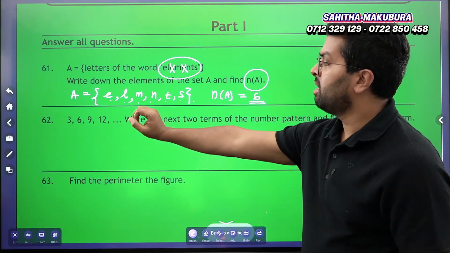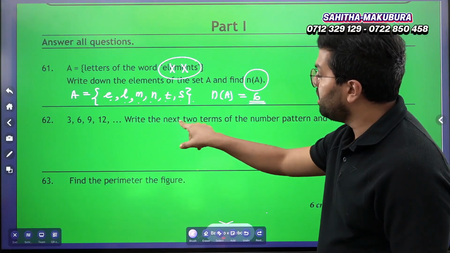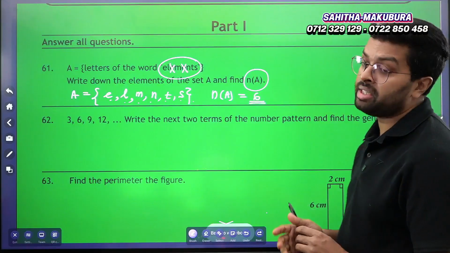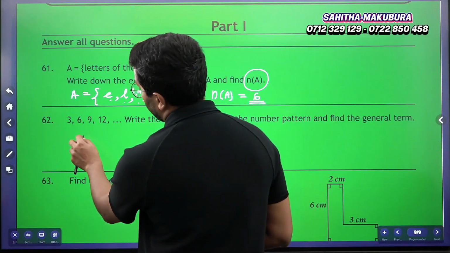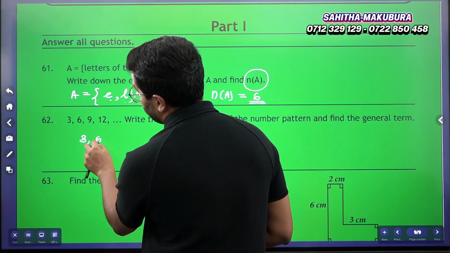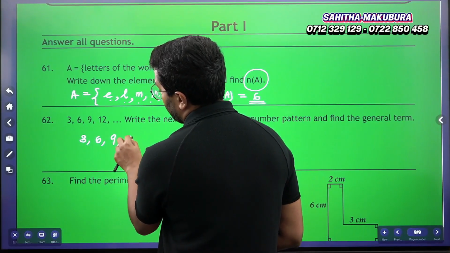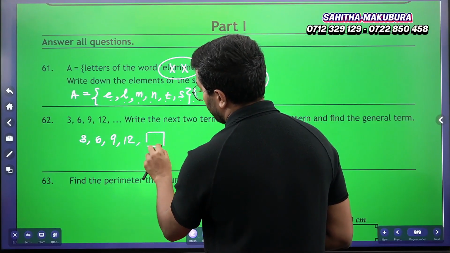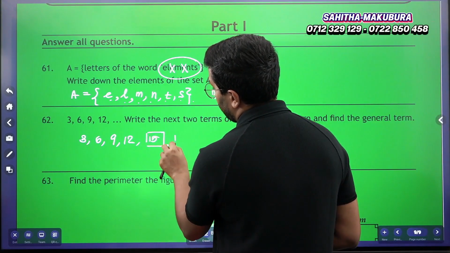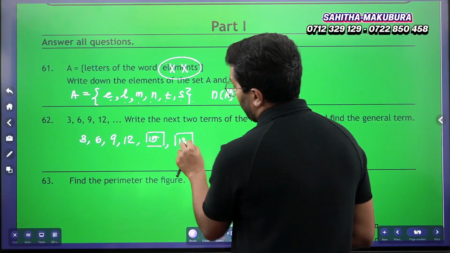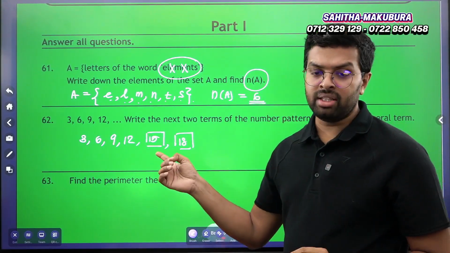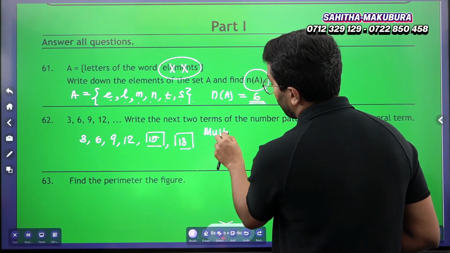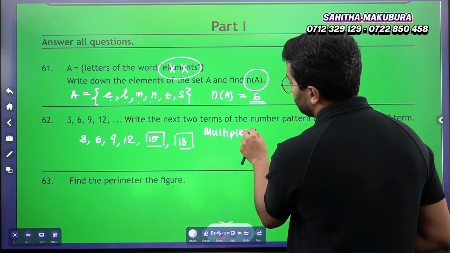3, 6, 9, 12. Write the next 2 terms of the number pattern and find the general term. Right, here you go. 3, 6, 9, 12. What are the next 2 terms? We have 15. The next one is 18. Can you remember what these numbers are? These are multiples of 3.